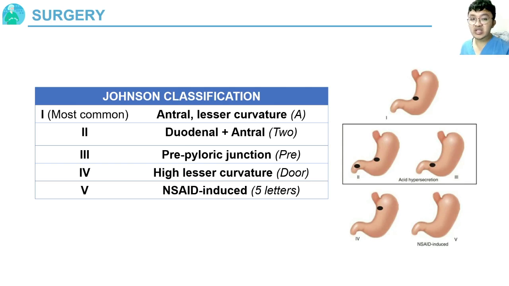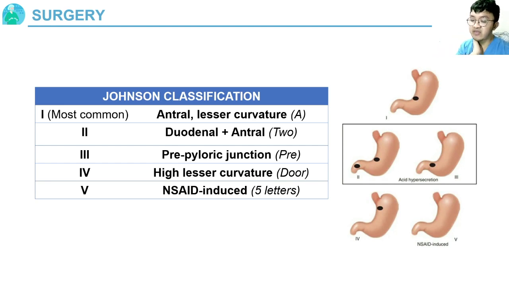For the classification of peptic ulcer disease, you have the Johnson classification, in which, depending on where your bleeding or perforation is identified, you have types 1 to 5. Type 1 is found in the antrum on the lesser curvature. Type 2 is the duodenum and the antrum of the stomach. Type 3 is in the pre-pyloric junction, at the distal end of the stomach just before it becomes the pylorus. Type 4 is the high lesser curvature, near the esophagus, the GEJ. And type 5 is NSAID induced.